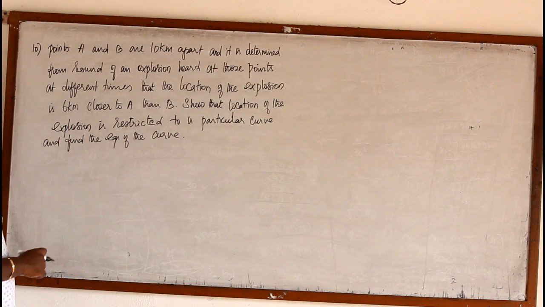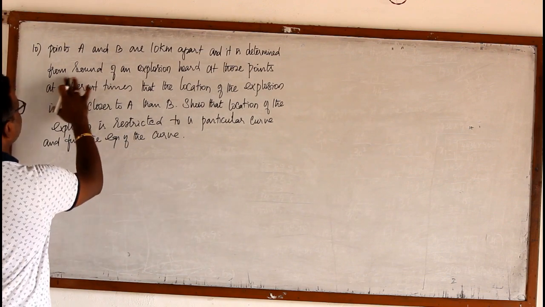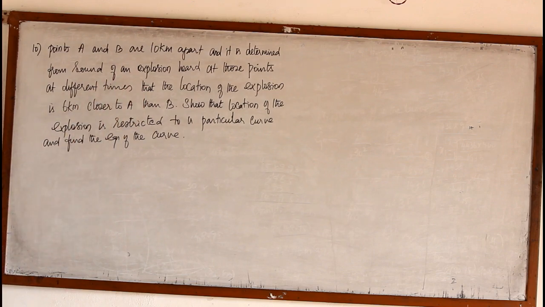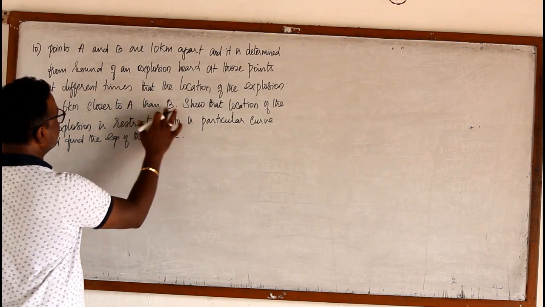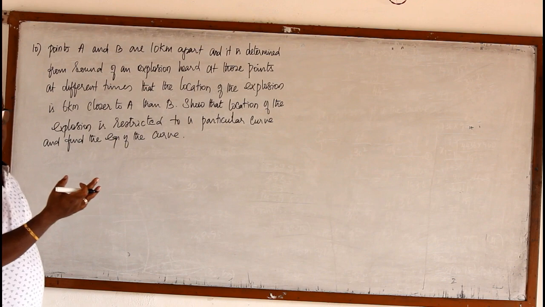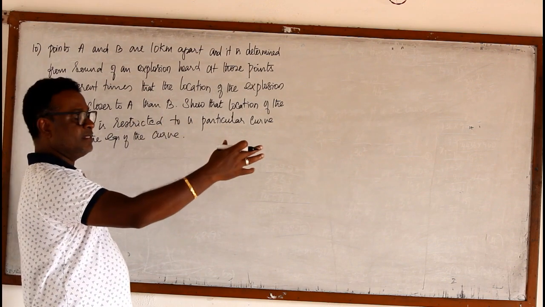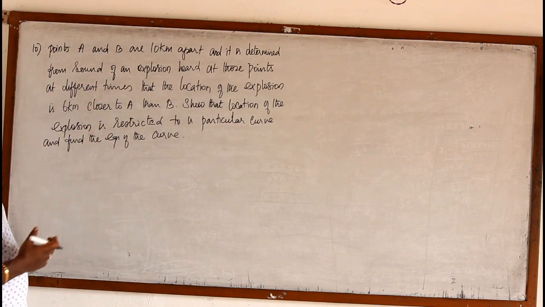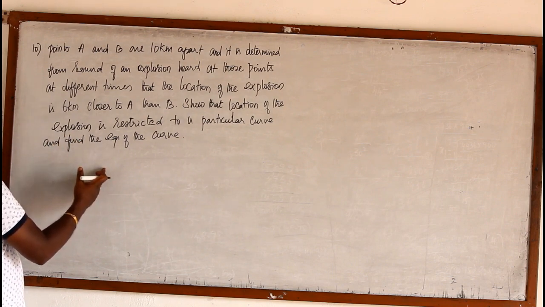Next, 10th problem. Points A and B are 10 km apart, and it is determined from the sound of an explosion heard at those points at different times that the location of the explosion is 6 km closer to A than B. That means, when an explosion is happening, the explosion is heard by A very soon, whereas B is somewhat farther, so he will be hearing it at B very late only. So in that case, the location of this explosion is restricted to a particular curve.